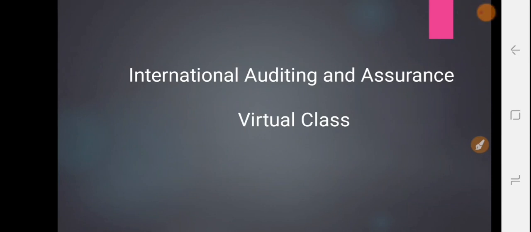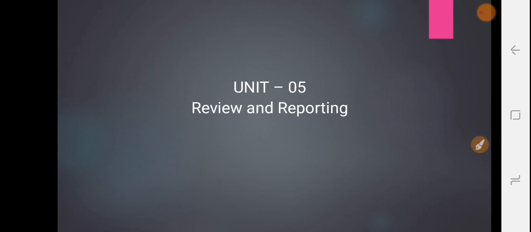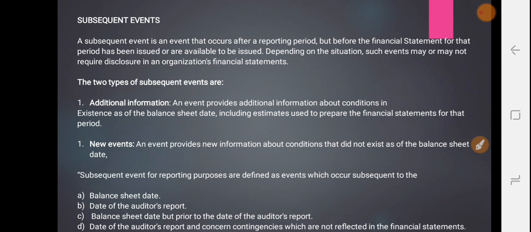So today we are taking up the fifth unit, that is review and reporting. So in this chapter, first the concept is subsequent event. So you have to understand what a subsequent event is.